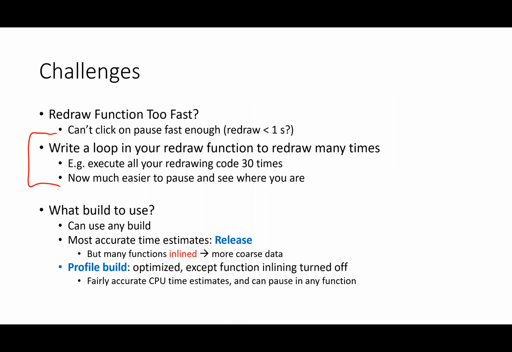And I already mentioned this too. We can use any build we want with this technique. Profile build is probably the best trade-off: it's pretty optimized, so it's pretty close to the real behavior of the program, but you see the little functions. You could also do release. With release, you'll get more coarse data, but it's even more the real program. So those are the two reasonable things to do. I've already demonstrated that.